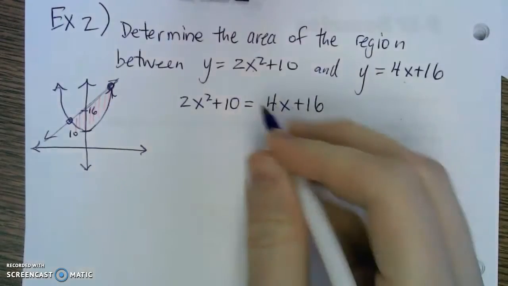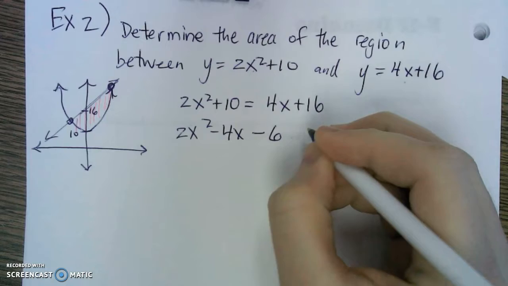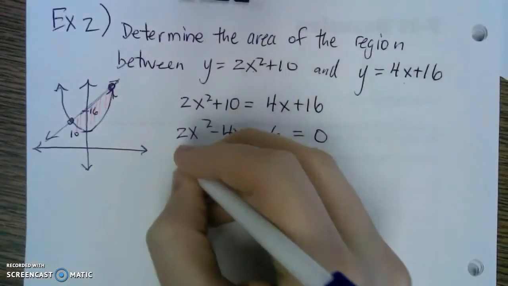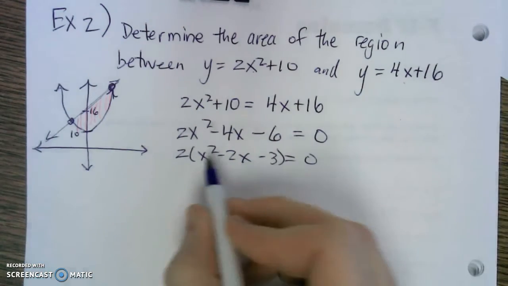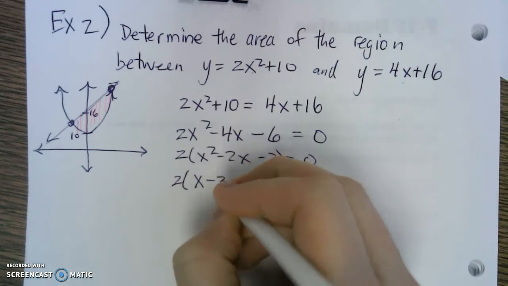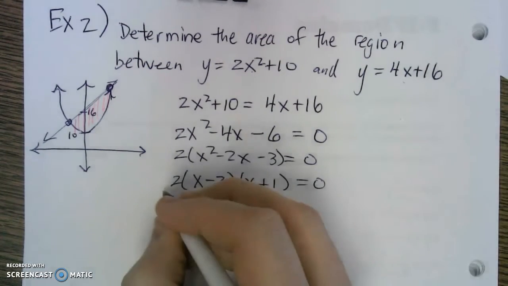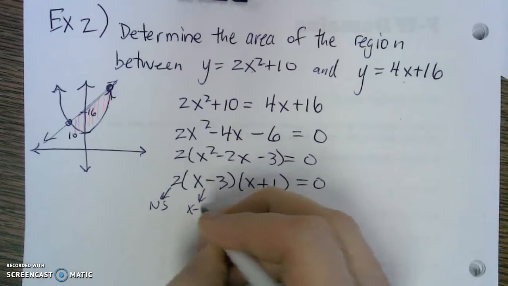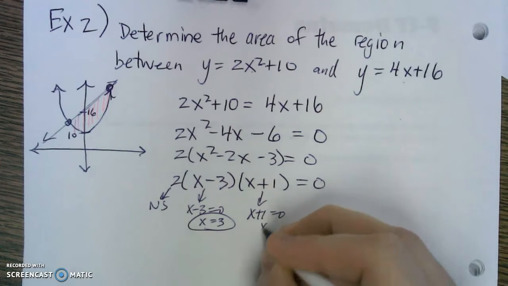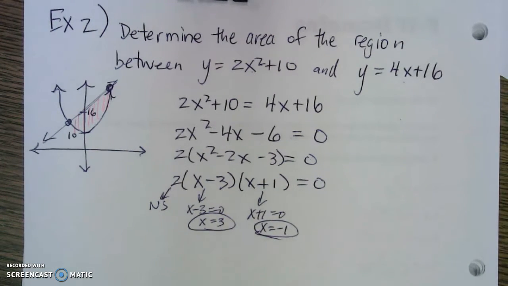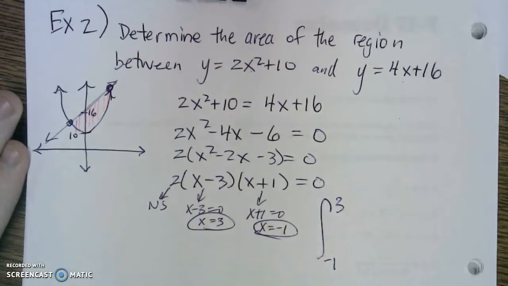So I'm going to subtract 4x to the other side and subtract 16 to the other side, which will give me 2x squared minus 4x minus 6 equals 0. I can factor out a 2. And then I can split this into x minus 3, x plus 1, and set these equal to 0. 2 gives you no solution. X minus 3 gives you 3. X plus 1 gives you -1. So those are your points of intersection at -1 and 3, which means we're going to do the integration from -1 to 3.